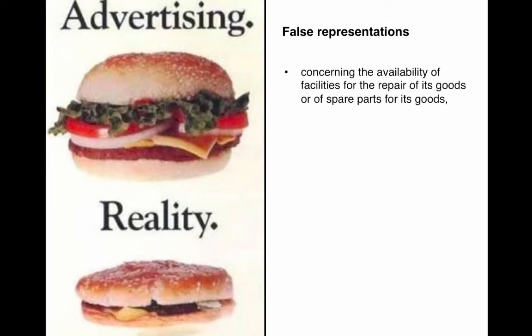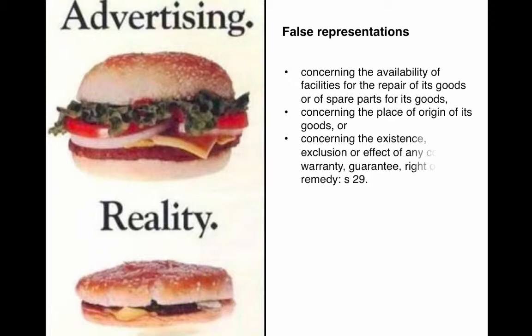concerning the availability of facilities for the repair of its goods or of spare parts for its goods, concerning the place of origin of its goods, for example claiming that the goods are made in Australia when in fact they are from overseas, or concerning the existence, exclusion or effect of any condition, warranty, guarantee, right or remedy.